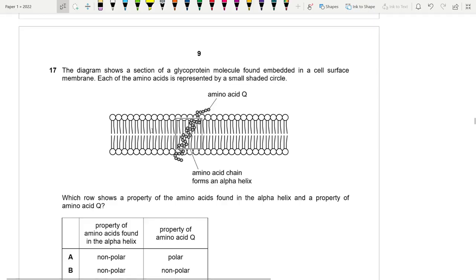17. The diagram shows a section of a glycoprotein molecule found embedded in a cell surface membrane. Each of the amino acids is represented by a small shaded circle. Which row shows a property of the amino acids found in the alpha helix and a property of amino acid Q?